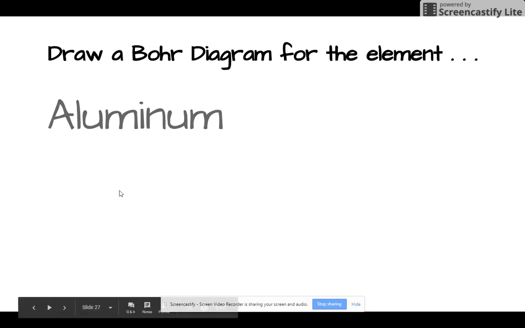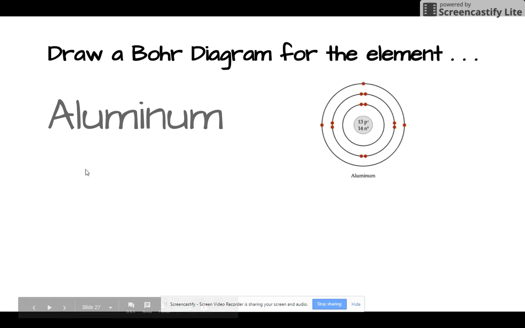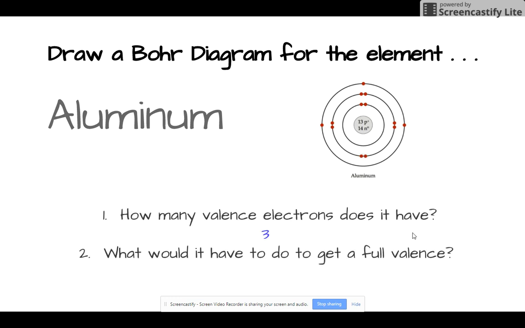How about aluminum? Draw a Bohr diagram for aluminum. And that's what we get. 13 protons, 14 neutrons, 2 electrons in the first orbit, 8 in the next one, 3 in the third orbital. You should have known how to draw this one because you already had this Bohr diagram a couple slides ago. So we got 3 valence electrons.